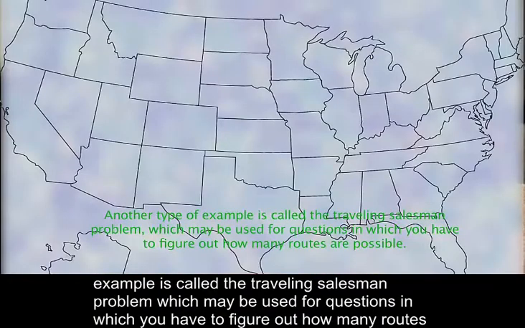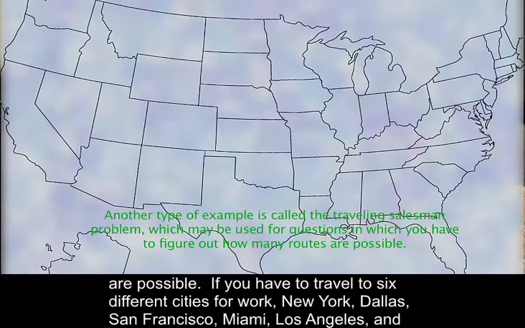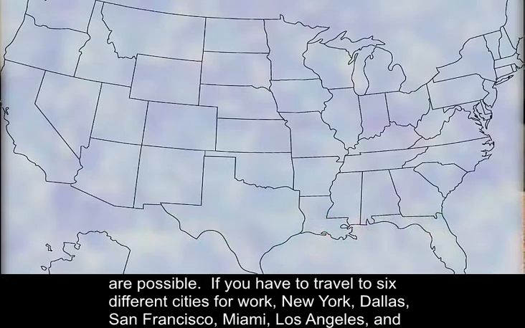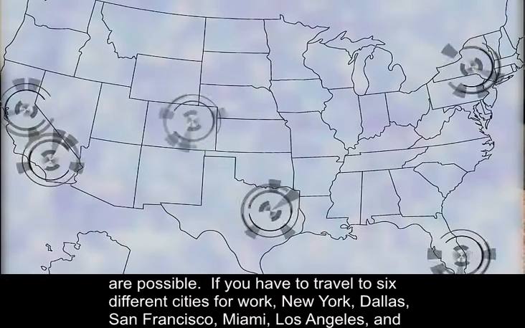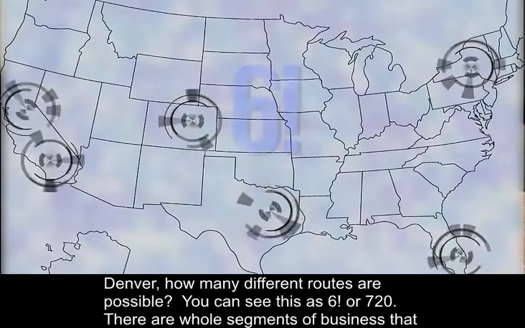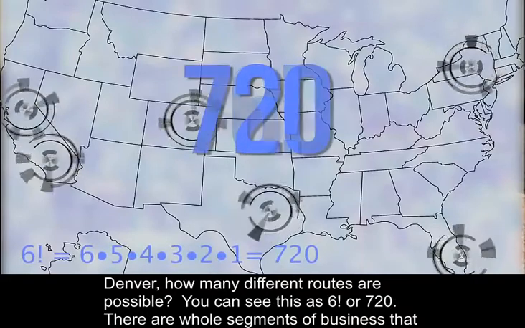Another example is called the traveling salesman problem, which may be used for questions in which you have to figure out how many routes are possible. If you have to travel to 6 different cities for work, New York, Dallas, San Francisco, Miami, Los Angeles, and Denver, how many different routes are possible? You can see this as 6 factorial, or 720.